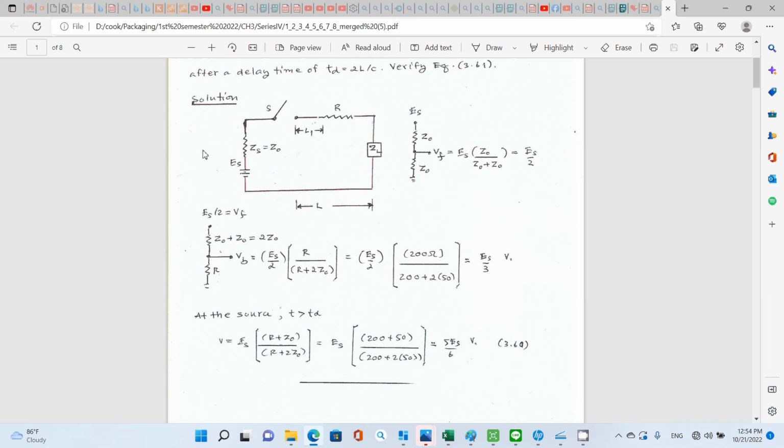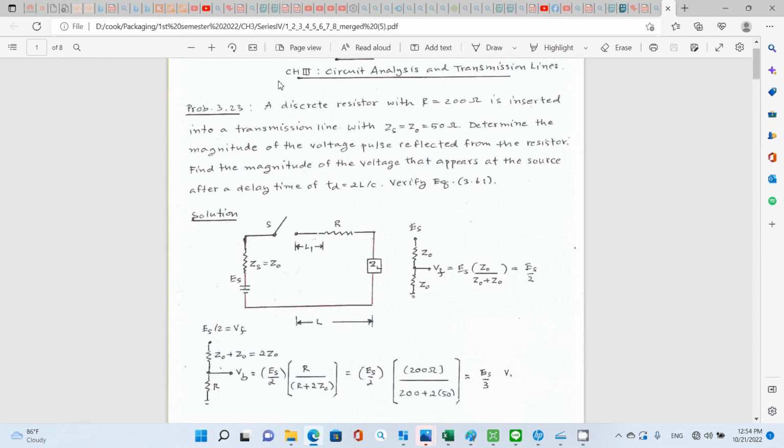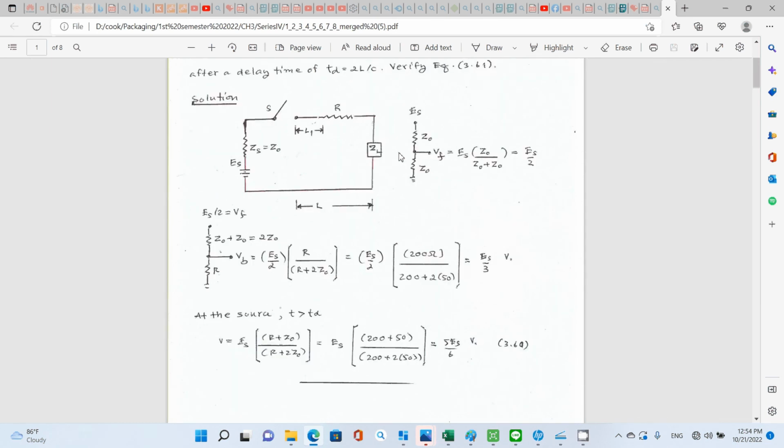Okay, so we continue. Sorry, we already gave you lectures before. This is just to show you examples. What they ask for is the magnitude of the voltage pulse reflected from the resistor. You have a forward voltage VF equal to ES over 2. That's the same voltage divider.